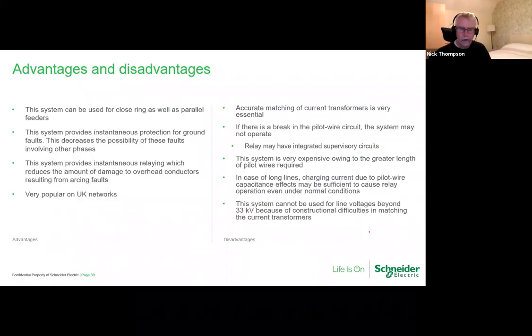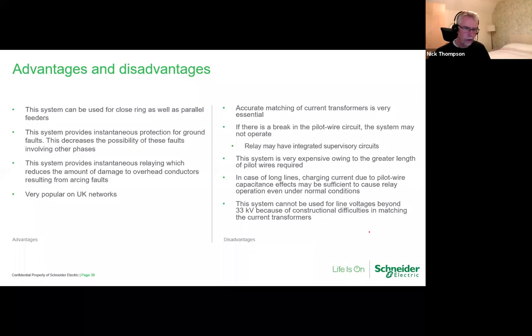Now, like with all things in life, and this is no different, you've got advantages and disadvantages. One of the disadvantages there, you don't typically find it on networks that are higher than 33 kV. They will use different protection schemes on that. We find it quite popular here in the UK on closed rings in this type of protection. Some of the older relays that are actually installed may not have the supervisory circuits that you'd find in the modern ones. So if you get a break in the pilot wire, then it's not going to go to safe mode, i.e. it's not going to trip both ends. So that's something to be mindful of.